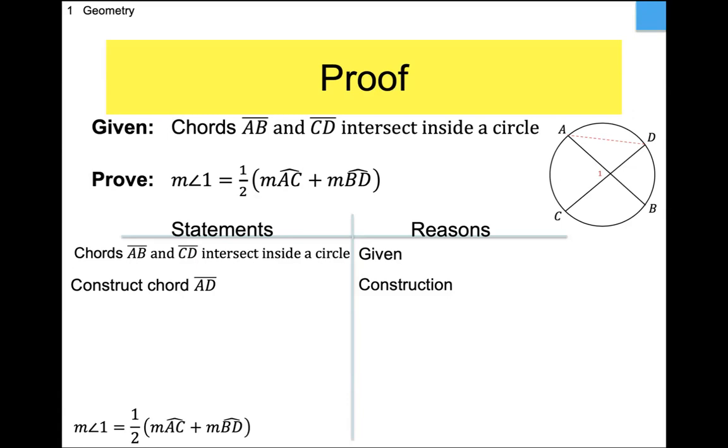All right, back to our proof. Let's see, what am I going to try to prove? I'm trying to prove that angle 1 is 1/2 of arc AC plus arc BD. I got a triangle now, and more importantly, I'm going to pull up a little drawing right here.